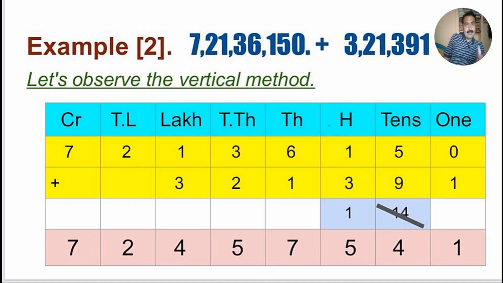At the 10 lakh place and at the crore place, there are no digits below there. So we write the answer of the 10 lakh place, 2, as it is, and at the crore place we write the answer 7 as it is. So after getting this last addition at the crore place, the final answer we get is 7 crore 24 lakh 57,541. This is called the sum of these two numbers here.